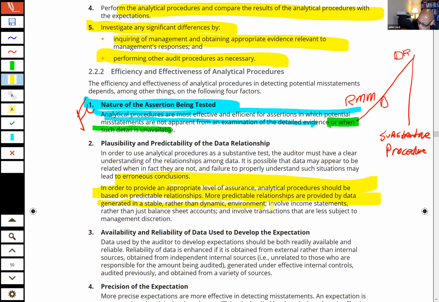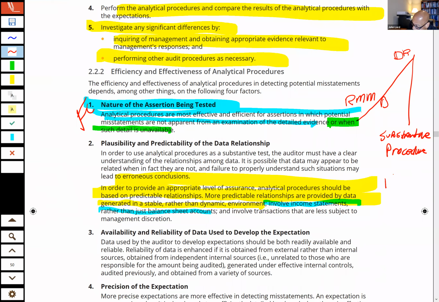And I'm not sure I'm in love with the way they worded this. Involve income statement and balance sheet accounts is probably the way they should have written that. Okay, they make it sound like the income statement accounts are something special. When you have transactions involve both income statement and balance sheet, you have a base that you can leverage your analytical procedure off of.